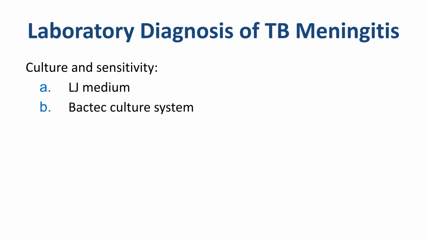There are 2 main culture systems. The first is LJ medium. This is a solid egg-based medium that has been used for decades. Mycobacterium tuberculosis grows slowly, typically taking 4 to 8 weeks to produce visible colonies on LJ medium. The colonies appear buff-colored and have a characteristic rough, dry appearance.